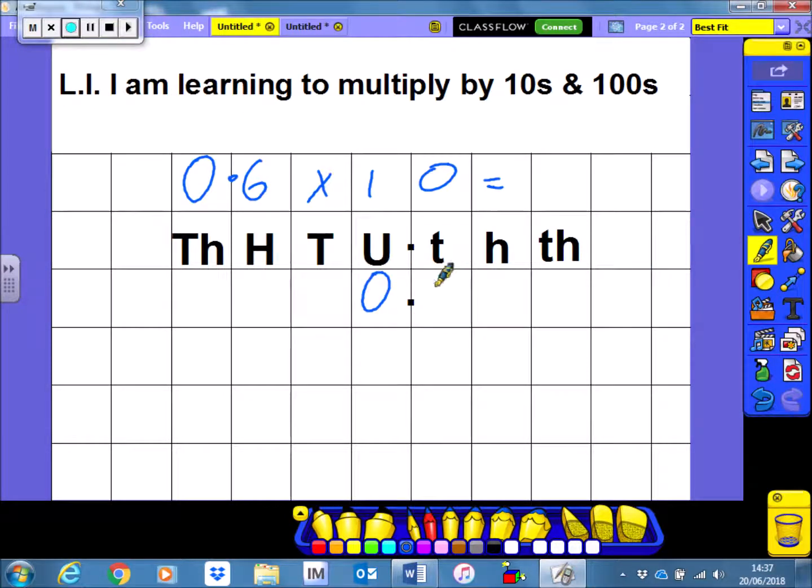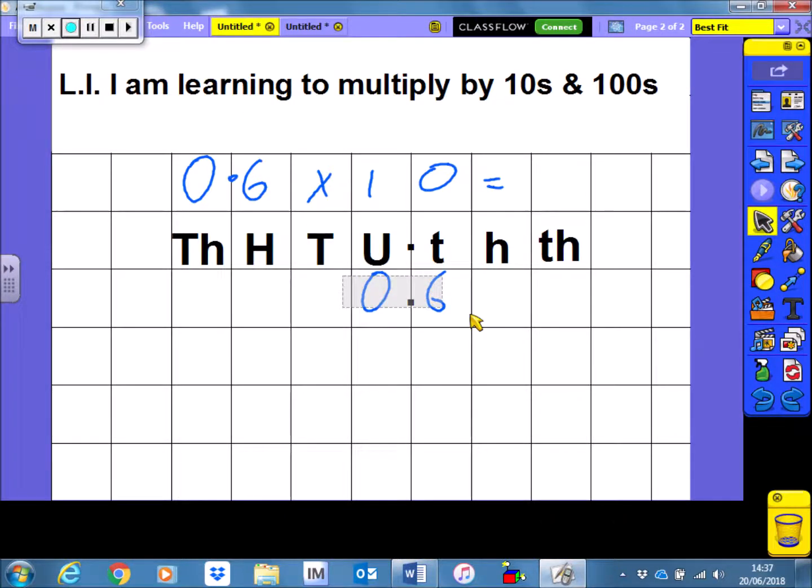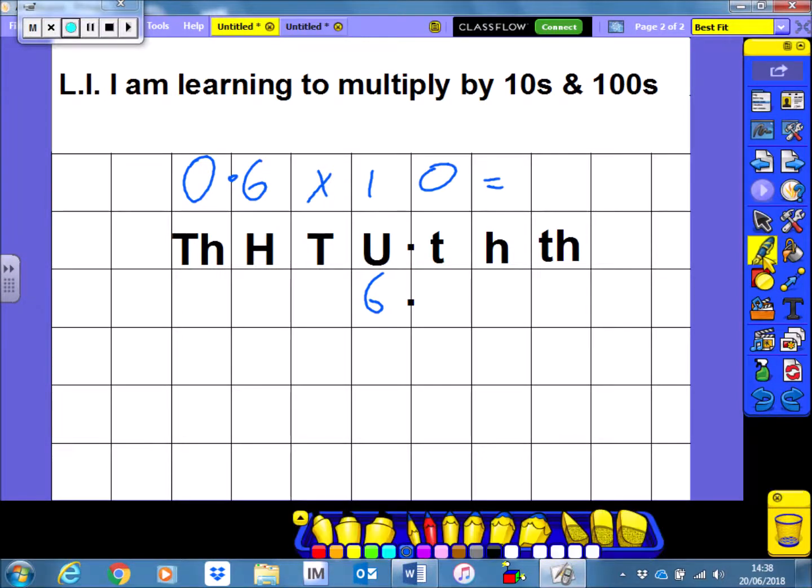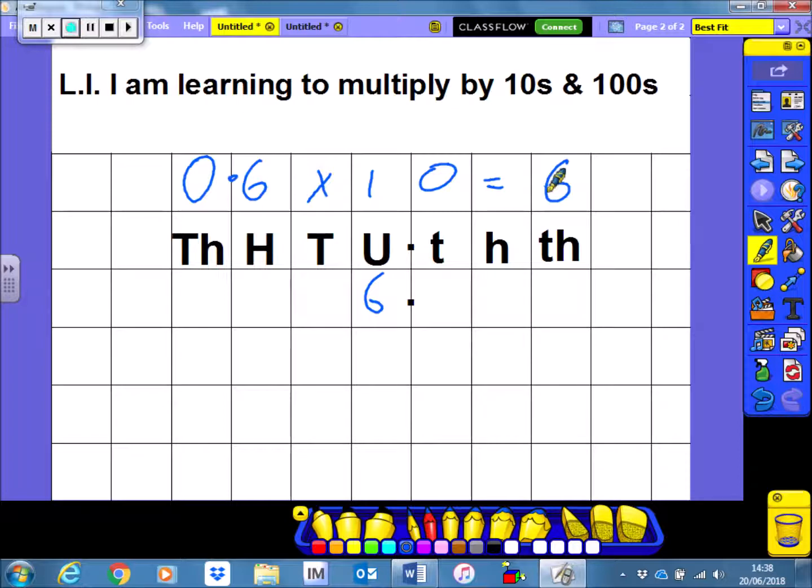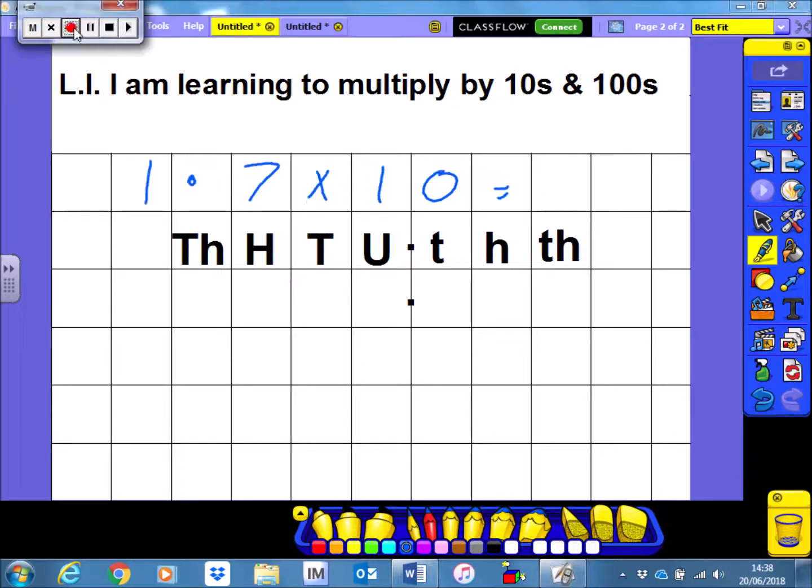So instead, let's stick to the strategy that we've already realized works. Everything is going to move up one column. So we have 0.6. The 0 can move up into the tens column, the 6 can move up into the units column. Now, 0 tens, we can just get rid of that. That doesn't actually matter. So 0.6 times 10 is the same as 6, quite simply.